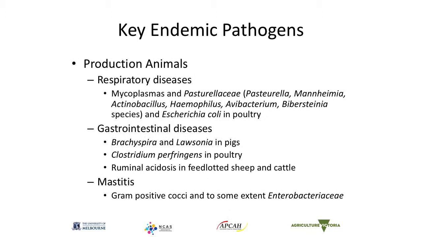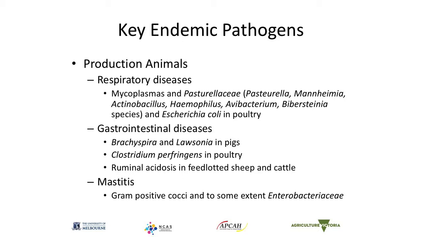So what are the pathogens that we're trying to principally treat? So the key endemic pathogens in production animals are for the respiratory diseases, the mycoplasmas, the Pasteurellaceae like Pasteurella, Mannheimia, Actinobacillus, Haemophilus, Avibacterium and Bibersteinia, and Escherichia coli in poultry. The gastrointestinal tract diseases, particularly Brachyspira and Lawsonia species in pigs, and Clostridium perfringens in poultry, and in feedlotted sheep and cattle, we're treating to prevent ruminal acidosis.